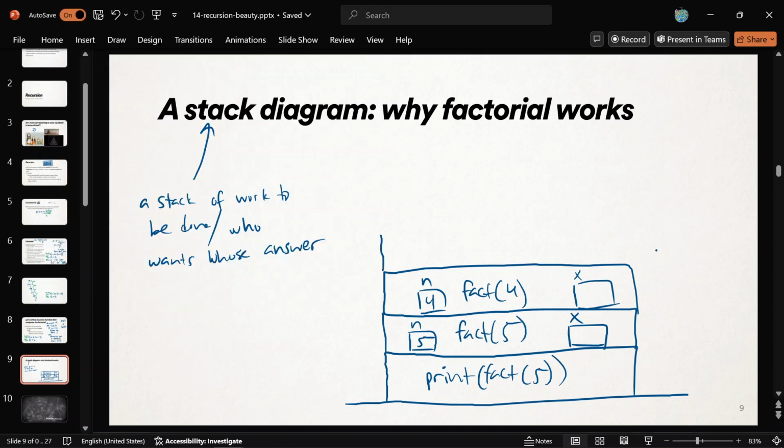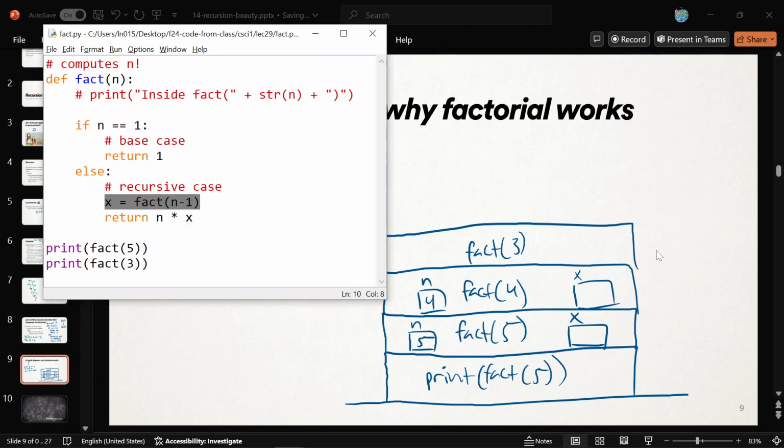X is blank for both of those. So now we've got fact of 3. That's the thing that we're working on right now. Does that make sense, how it's handing off the problems? They're all paused. Fact of 5 and fact of 4, they're all waiting right here on the person above them. It's a new stack of work to be done. Okay, it's really cool the way that works.